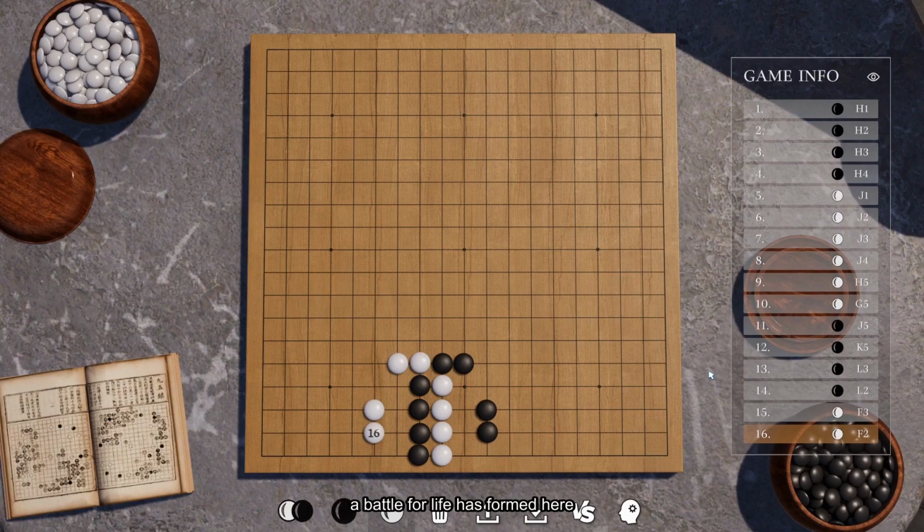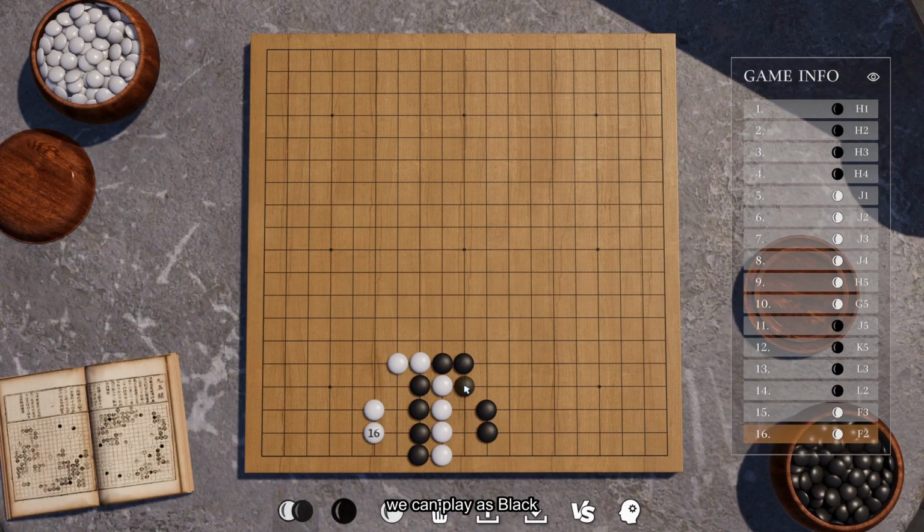A battle for life has formed here. First, let's identify the main targets. These 4 black stones and 4 white stones surround each other. Starting a battle. Following the rules of a battle for life, let's count liberties. We can see black has 4 liberties, and white has 4, so naturally, whoever plays first will win this race.